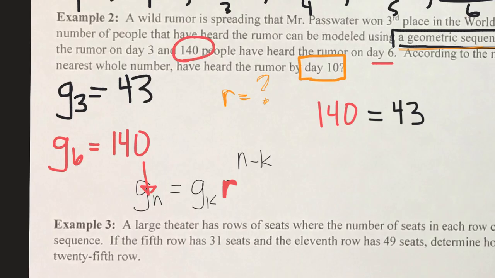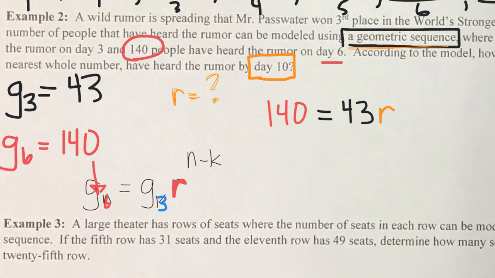Okay? So basically, this is going to be your G sub 6, and this is going to be G sub 3. That means our power is what? r to the 6 minus 3. According to our formula, we put the 6th term here, so our n value is 6. We put the 3rd term here, so your k value is 3. So this is your 6 minus 3, because those are the subscripts of these two terms. 140 equals 43r to the 6 minus 3.